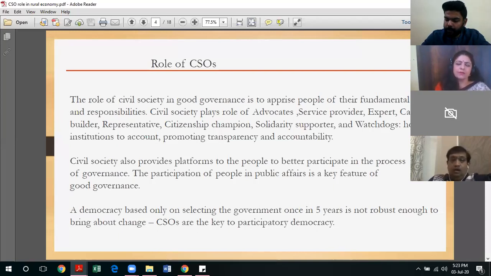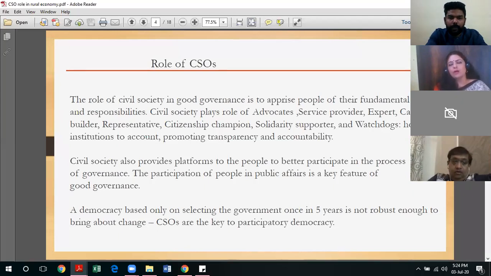Looking at the overall public arena, the three vertices on which the whole society is dependent are government, commerce, or you can say businesses, and then the CSO. And the fourth estate we are considering is the press. So our whole societal arena is built on these vertices.